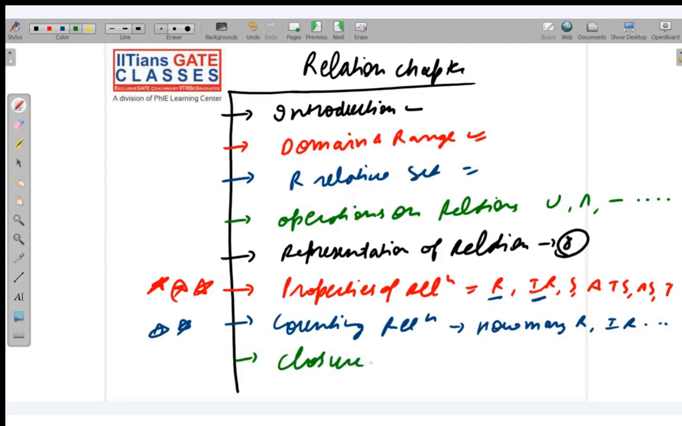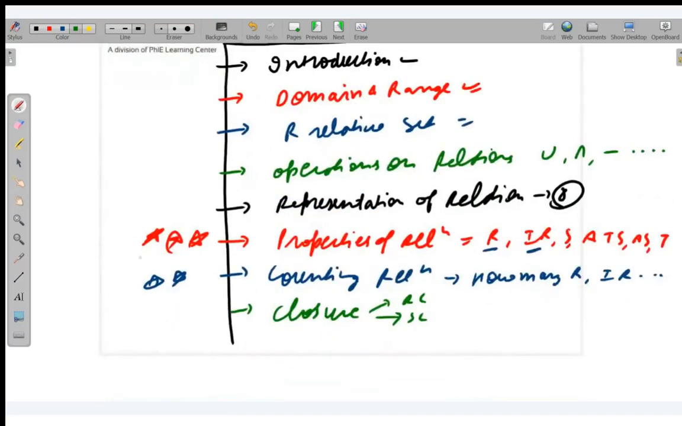Closure: reflexive closure, symmetric closure, and so on. We will study that. Then we will start equivalence relation. Equivalence relation is very important. Many times questions have been asked directly, like how many equivalence relations are possible, equivalence classes, and so on. This is a big topic, we will study that, don't worry. And then we will study interpretation of powers of relation.